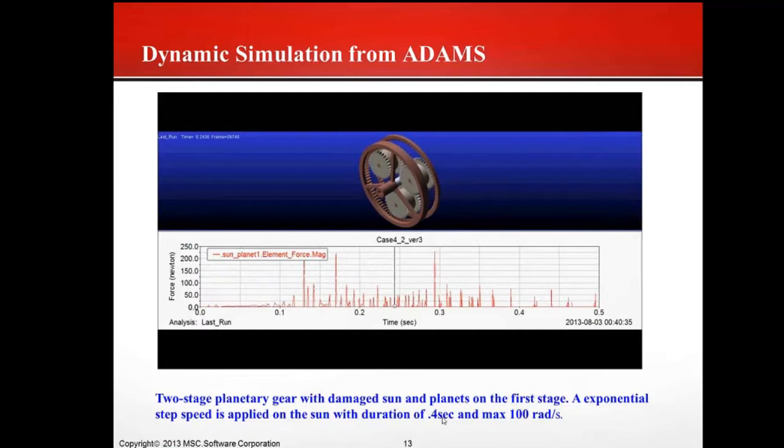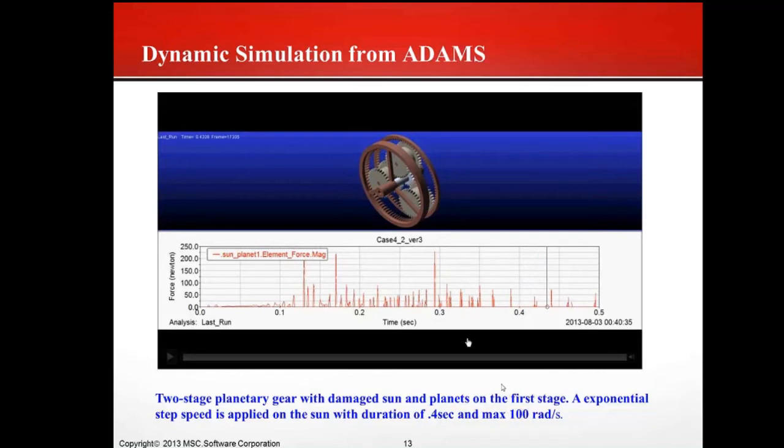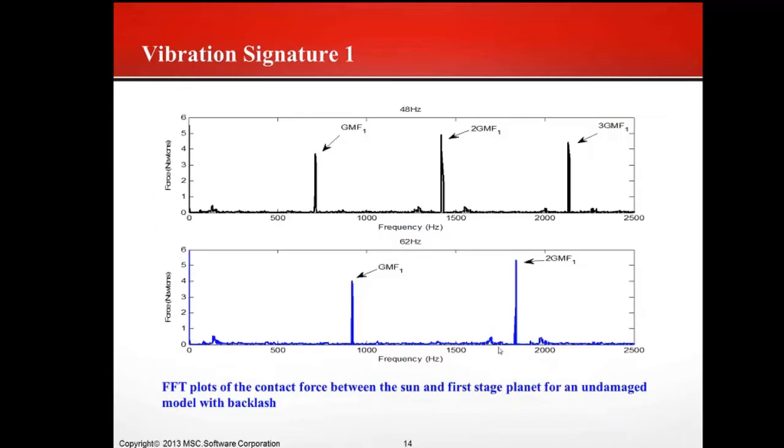We have a crack on the sun gear, on every third tooth. So there's a crack on the sun gear. That's why, as you see the speed gradually increase, a certain impact force shows up. And this is a typical video of the simulation. Now here, what we will do is show the perfect gear system. For the perfect gear, you will see we get the Adams simulation of the contact force between the sun and the planet.